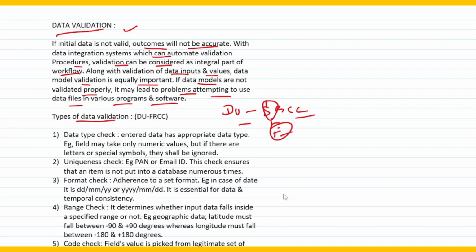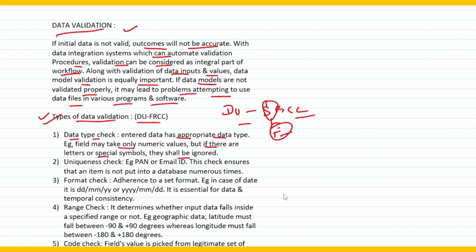So rather than S, I put in just F and that becomes my answer. So let's figure out what this DU FRCC is, which talks about the types of data validation. First one is D. D stands for data type check. What does data type check talk about? Entered data has appropriate data type. For example, a field may take only numerical values, but if there are letters or special symbols, they shall be ignored, because the data type check talks only about numerical values. So if there are any letters or any symbols, that has to be eliminated or ignored, not taken into account.